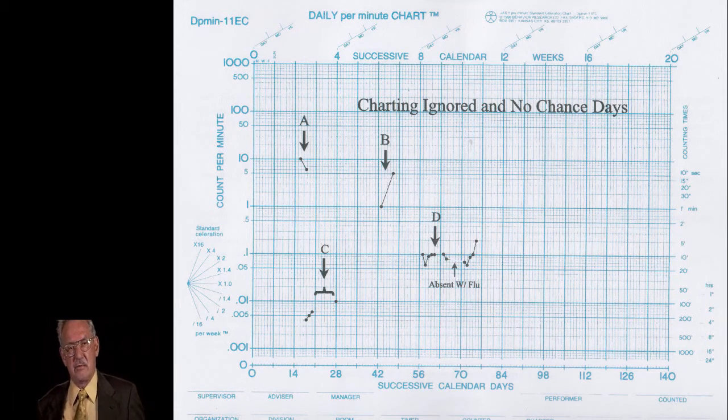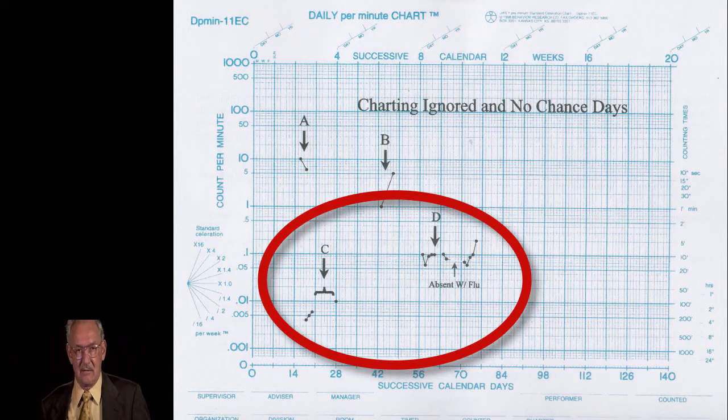If, for example, we are keeping charts of children's performance in school, by definition, unless it's a very strange school, they're not there on Saturday and Sunday. So Saturday and Sunday are no chance days. How do we deal with no chance days on the chart? We leave them blank.